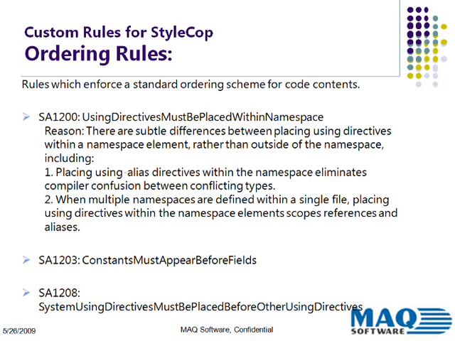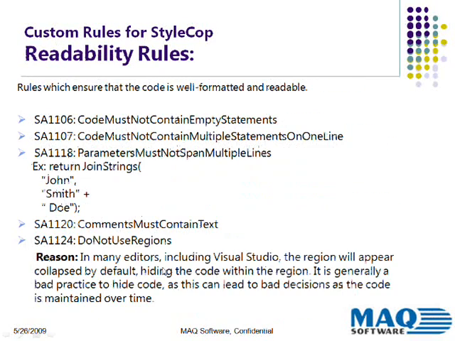Look at this code, SA1200: using directives must be placed within the namespace. The reason is that there are subtle differences between placing using directives within a namespace rather than outside of the namespace, because placing using alias directives within a namespace eliminates compiler confusion between conflicting types. Secondly, when multiple namespaces are defined within a single file, placing using directives within a namespace element scopes the differences and aliases. So these are the reasons why we need it, and the justification is provided. It also shows that constants must appear before fields, all that stuff. Okay, coming to readability rules.